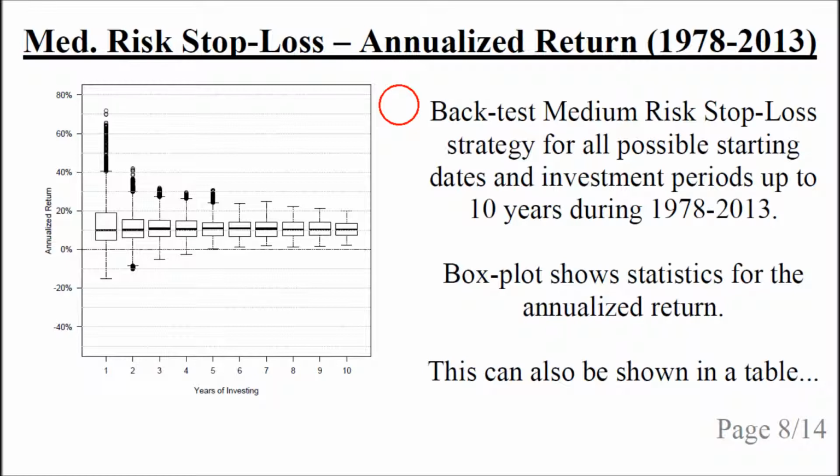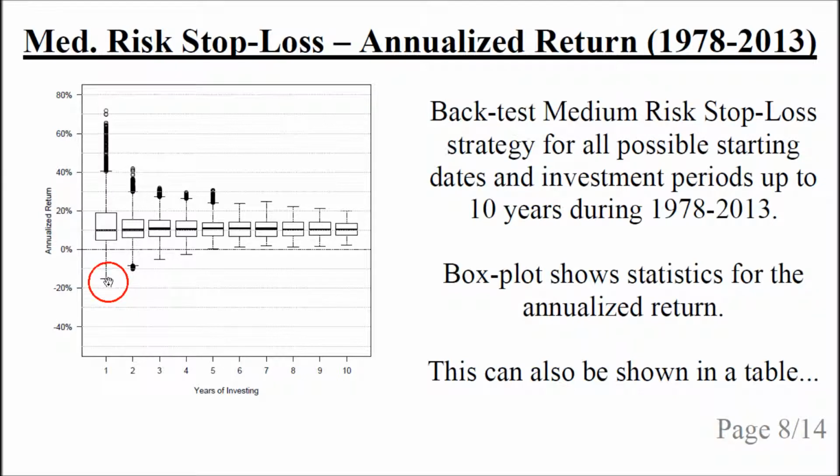We can backtest the medium risk stop loss strategy for all possible starting dates and investment periods up to 10 years during 1978 and 2013. And this box plot shows a distribution of annualized returns depending on the number of years of investing, which we have down here, and we have the annualized returns over here.